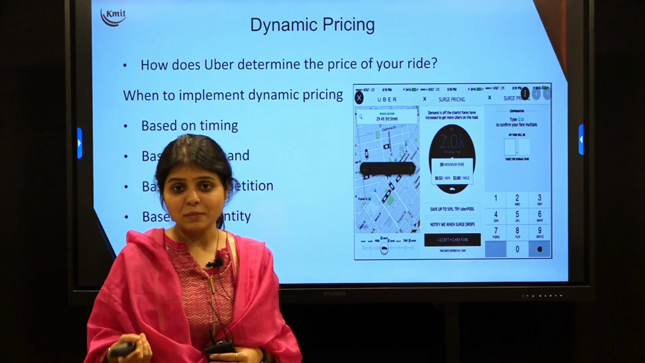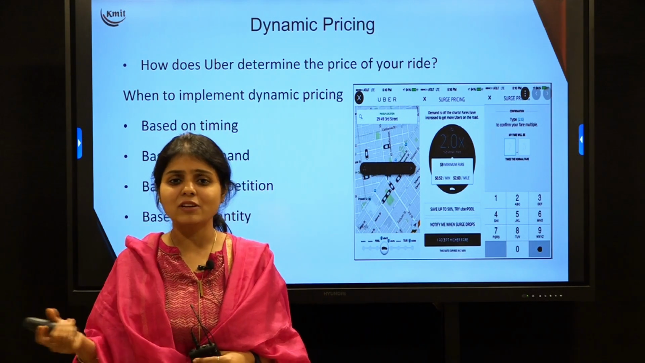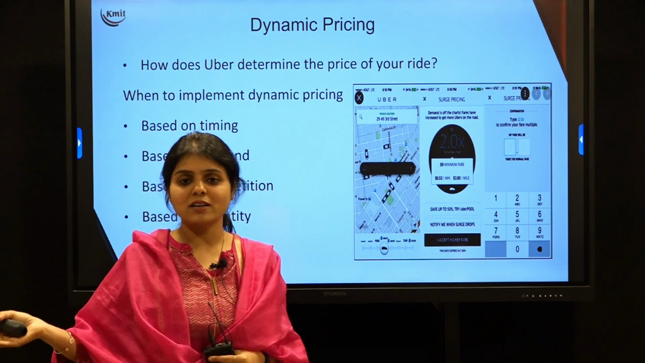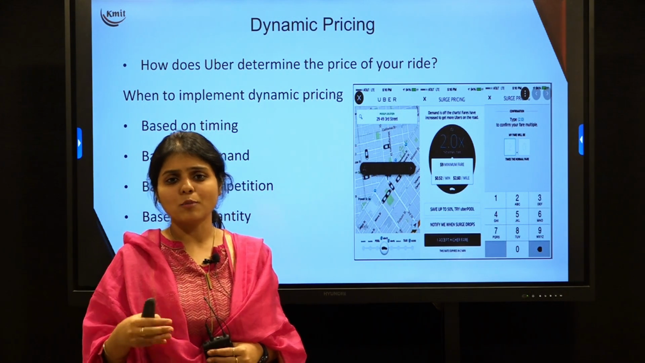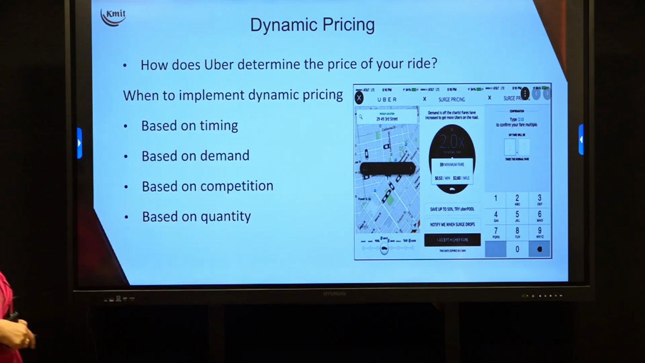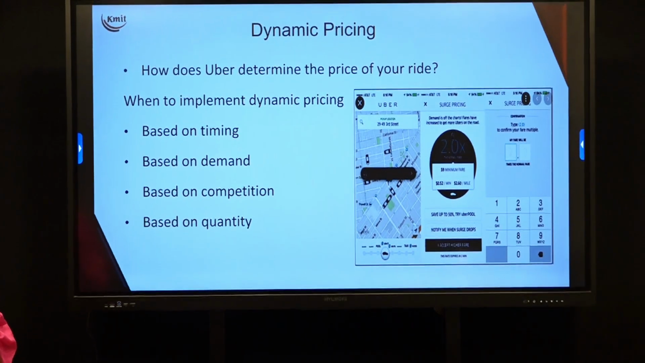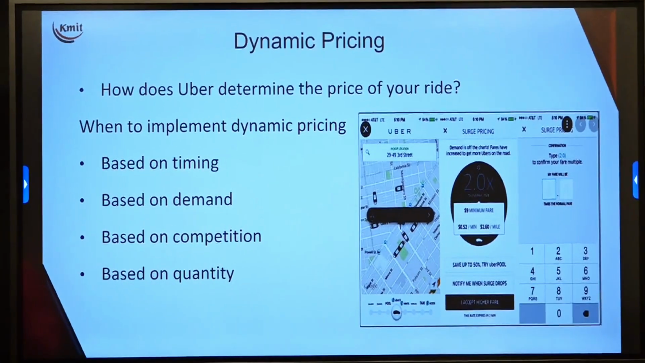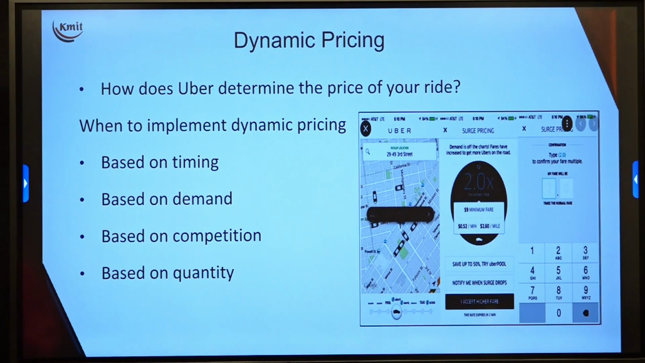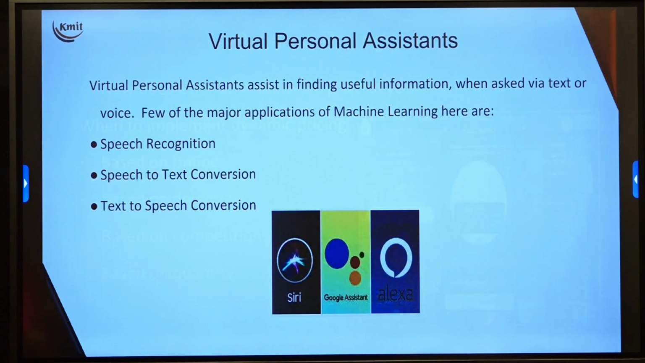So depending upon timings, in the peak hours in the morning and evening we have different rates, and at noon and late hours different rates, depending upon the demand. There are various parameters with which the rates would be changed depending upon the factors. So this is called dynamic pricing. This is also an application of machine learning.